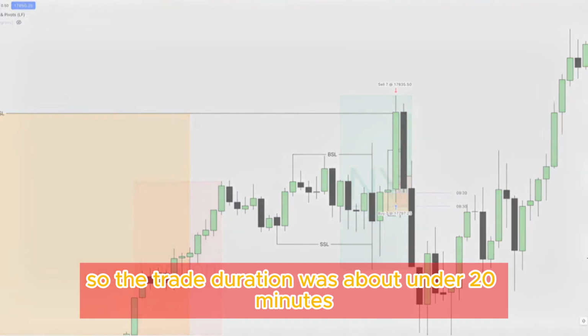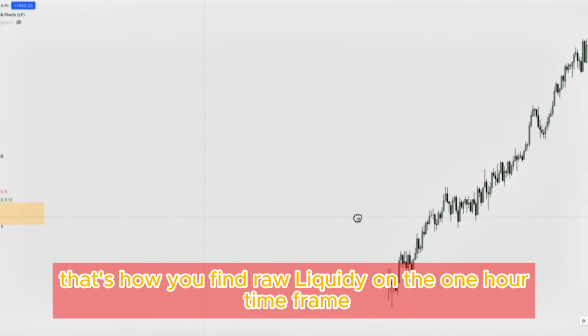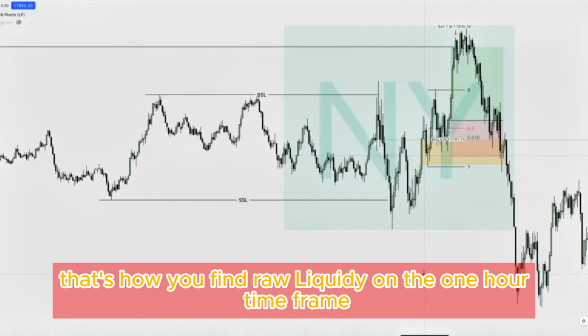So the trade duration was under 20 minutes, and I think it was a pretty good trade. That's how you find draw on liquidity on the 1 hour time frame.